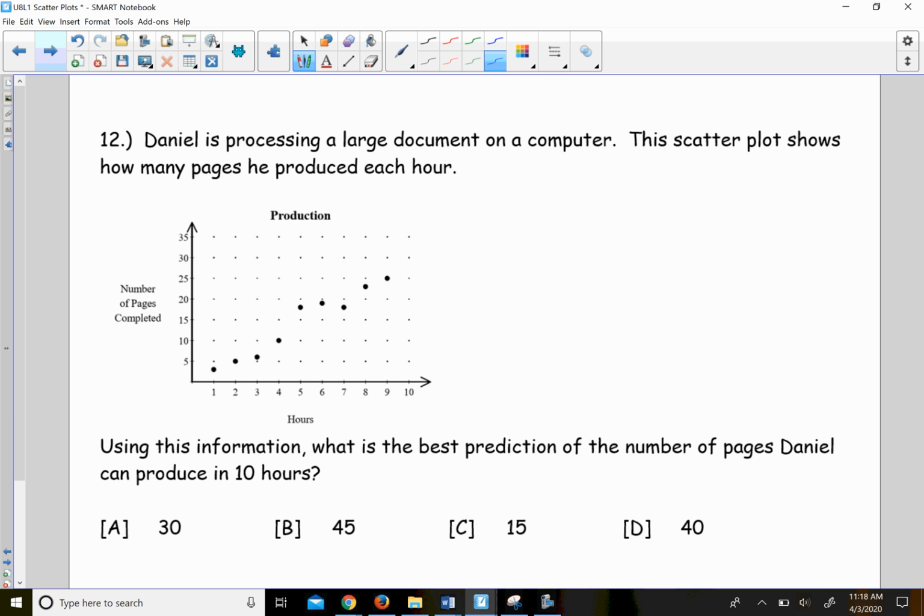All right, the last two, let's make some predictions based on the data that we get from a scatter plot. This is why we use them. So Daniel is processing a large document on a computer. This scatter plot shows how many pages he produced each hour. I'm noticing the hours are increasing: 1 hour, less than 5 pages, 2 hours, 5 pages, 3 hours, maybe 6 pages, 4 hours, 10 pages, and 5 hours he jumps to about 18 pages, and it keeps increasing. So it looks like there's a positive correlation there, if I have to describe the trend.